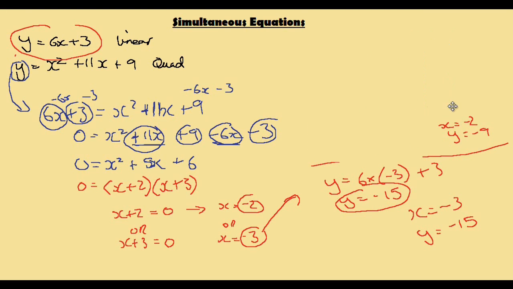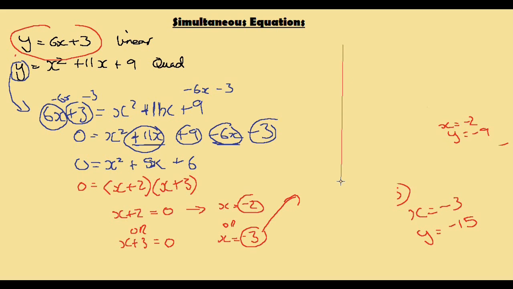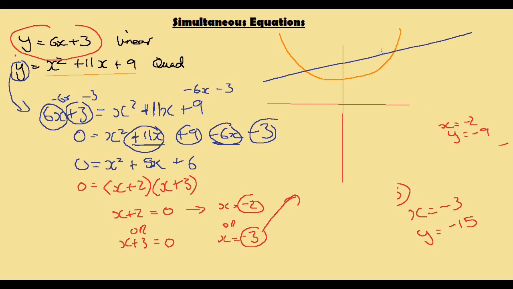The reason for having two sets of answers is because if you do think about it in a graphical sense, here we go, I'll just draw a graph very quickly. What we'd have is this quadratic equation here, which would make a curved line, so a curved line somewhere, and then this linear equation here, which would be a straight line. So there's a straight line.